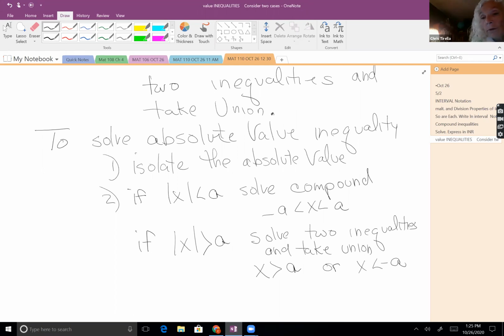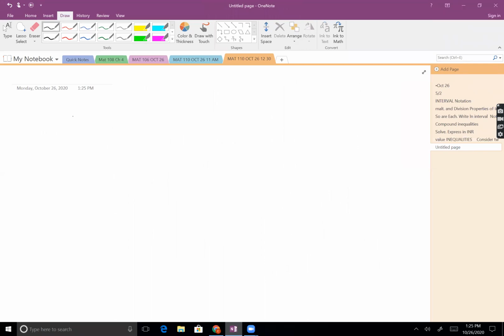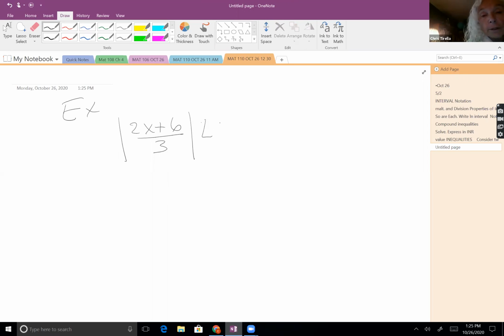So shall we try some examples? Yes. Let's say I have the absolute value of 2x plus 6 over 3 is less than 2. My absolute value is all alone. Because it's less than, I'm going to change that to a compound inequality. Negative 2 is less than 2x plus 6 over 3 is less than 2.